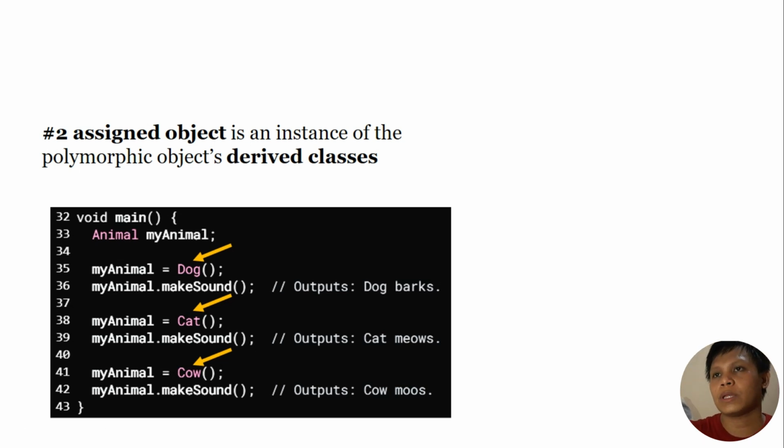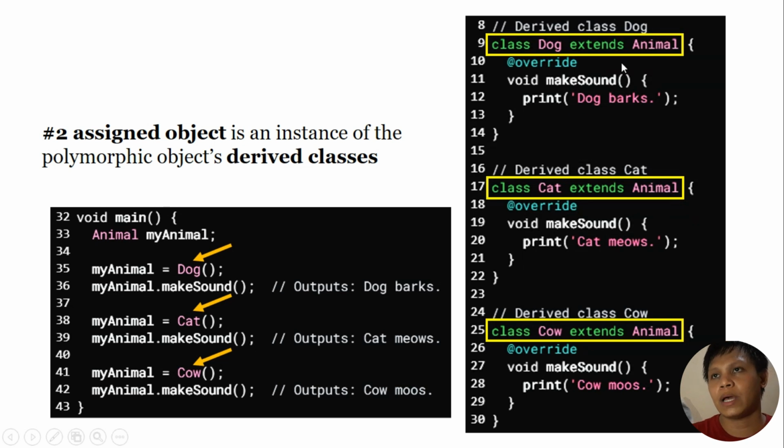And we can check that with this code right here. So on line 9, kita natin that Dog extends Animal. So therefore, Dog is a derived class of the polymorphic object's class, which is Animal. Line 17, Cat is also extending Animal. Therefore, Cat is a derived class of Animal. And line 25, Cow is also a derived class or subclass of the Animal class, which is the class of our polymorphic object, myAnimal. So I hope that with this illustration, nage-gets nyo yung ibig sabihin nitong line number 2.